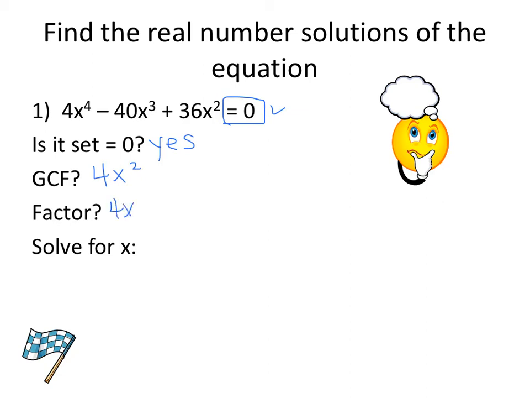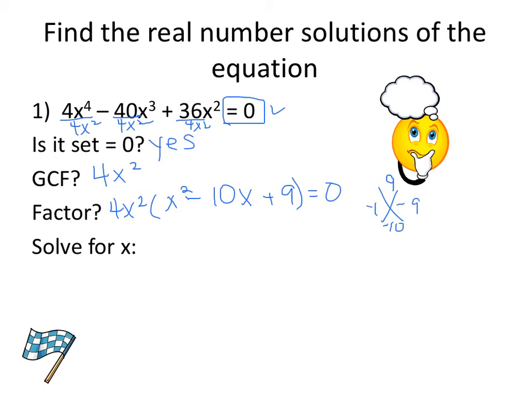So 4x squared, take out the GCF, and that's just going to be x squared minus 10x plus 9 equals 0, right? So now we need to factor the trinomial. So what two numbers multiply to make 9 and add to make negative 10? So negative 1 and negative 9. So we'll have 4x squared, x minus 9, x minus 1 equals 0.